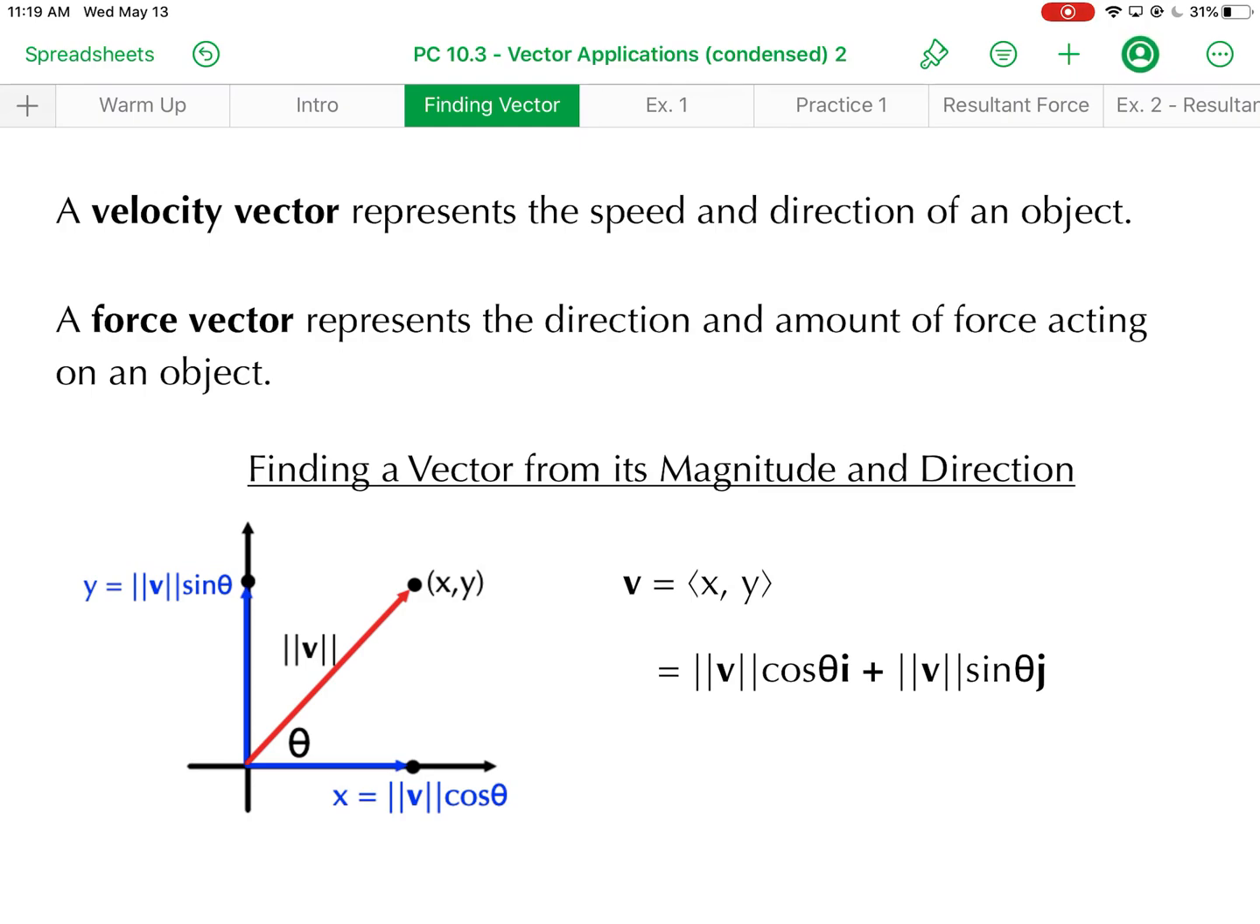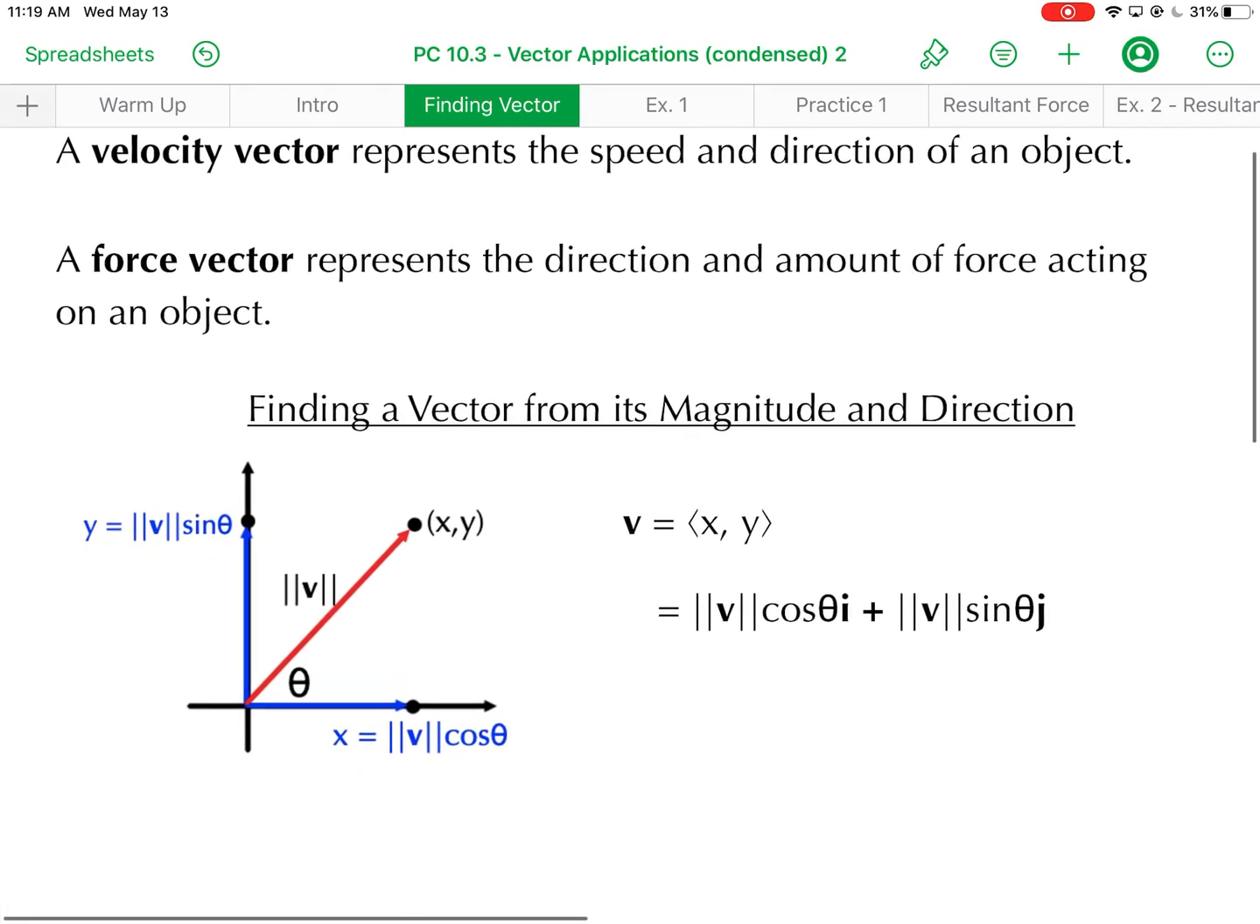In terms of force vectors, they represent the direction and the amount of force acting on an object, okay? Direction, of course, is where it's headed. Amount of force would be like the magnitude of your vector. Force vectors, think of it like this: let's say you're pushing a box across the floor. There is a force vector associated with it based on how much force you're pushing it with and where you're pushing it to, okay?